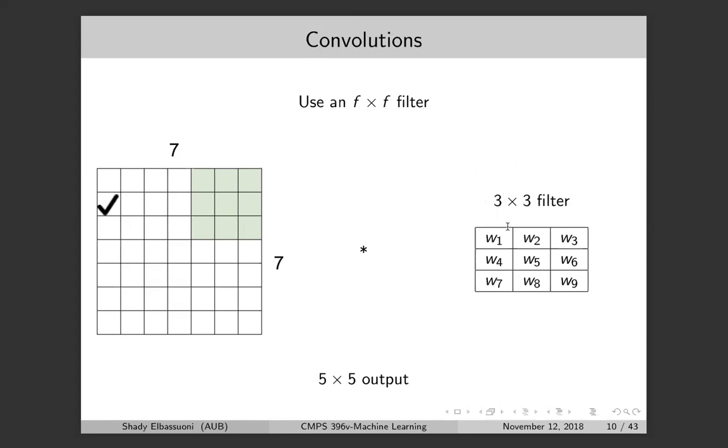And how does it work? I just multiply the weights by the feature values. Okay? So this is what is known as a convolution operation. Understood? Okay.